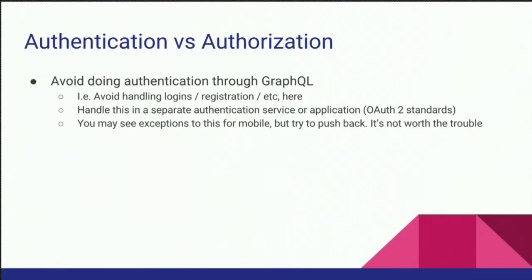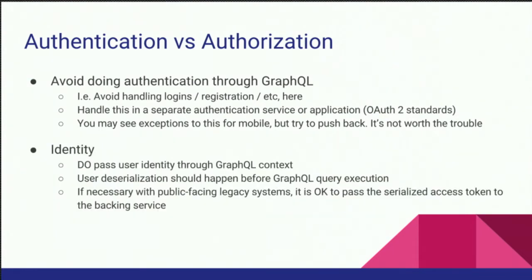You are going to pass the context, which is the viewer object, which is the concept of that user, all the way through, but that's going to be deserialized before GraphQL and handed off to the backend. Identity, you do again want to pass identity through. The deserialization should happen beforehand, but the identity is going to be passed through all the way to the backing service.